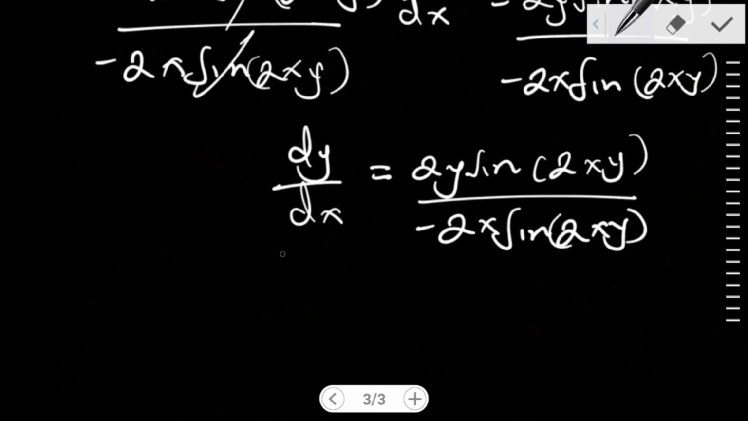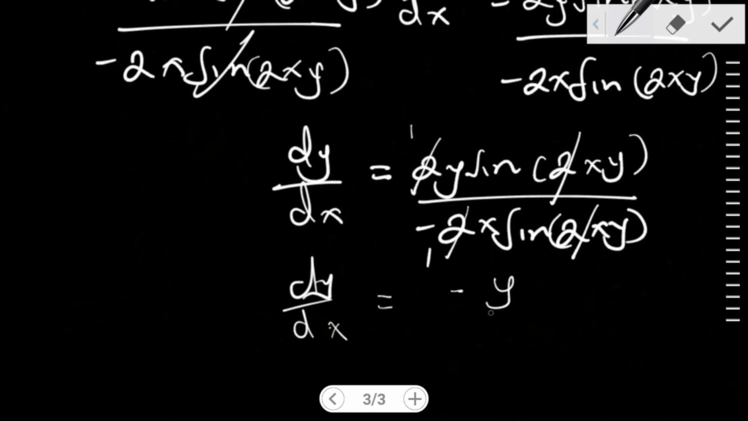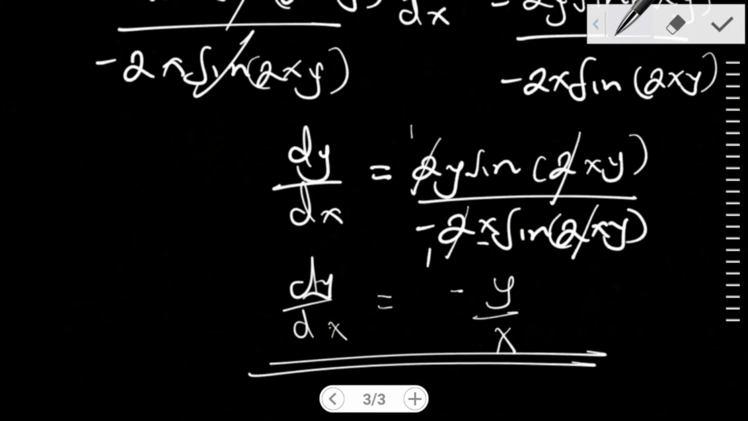Therefore, you're going to have dy/dx equal to, so 2 goes with the 2, I get 1, 1. Yes, the sine goes with the sine, and therefore I remain with y. So with the negative, I'm going to remain with negative y all over x, in this case. Therefore, this is our derivative for this.